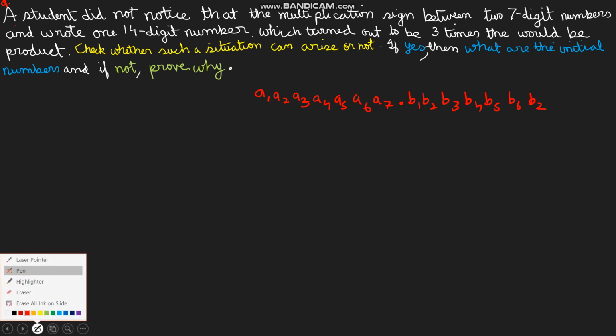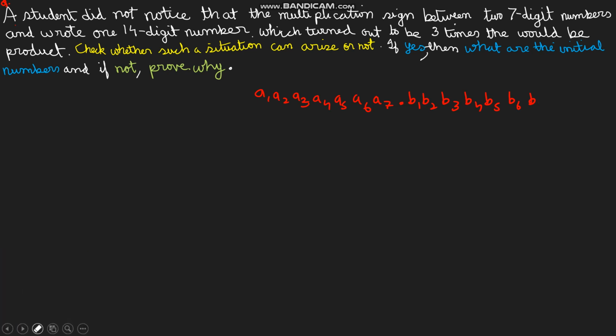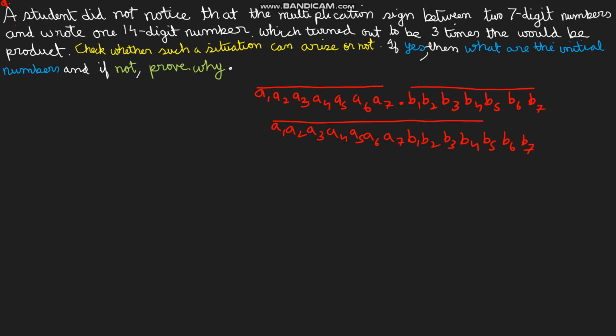Whenever we write a number, we write a bar on it. And so yes, this is B7. This is a number separate, this is a number separate. But the student has written A1, A2, A3, A4, A5, A6, A7, B1, B2, B3, B4, B5, B6, B7. This is what he has done, made a written 14-digit number.